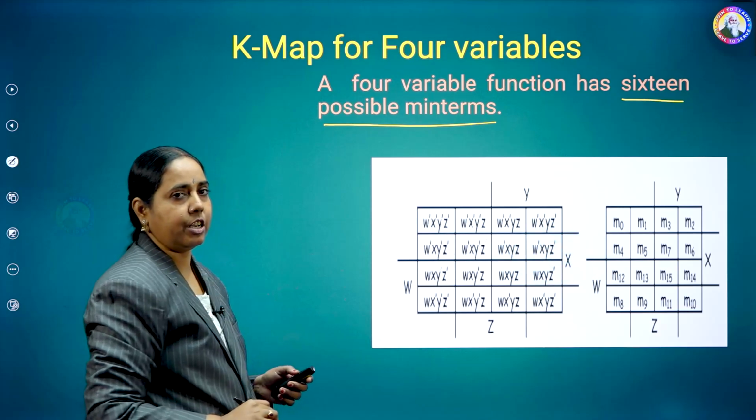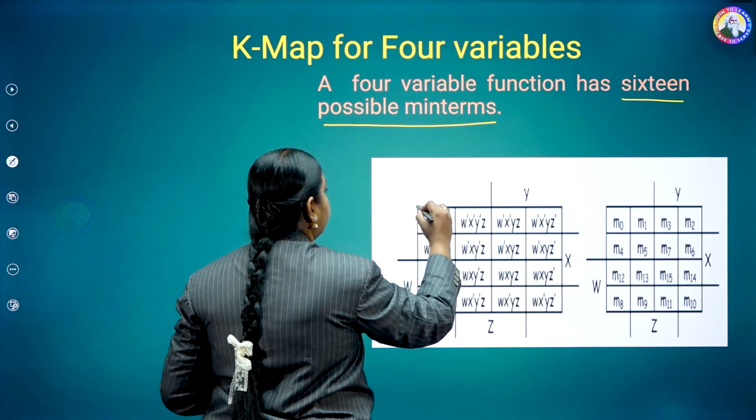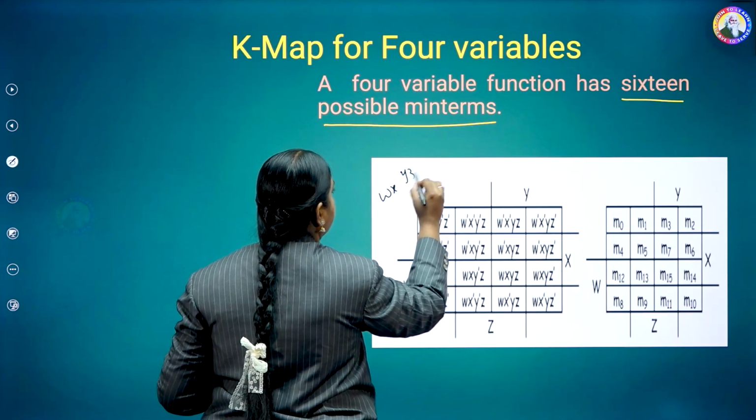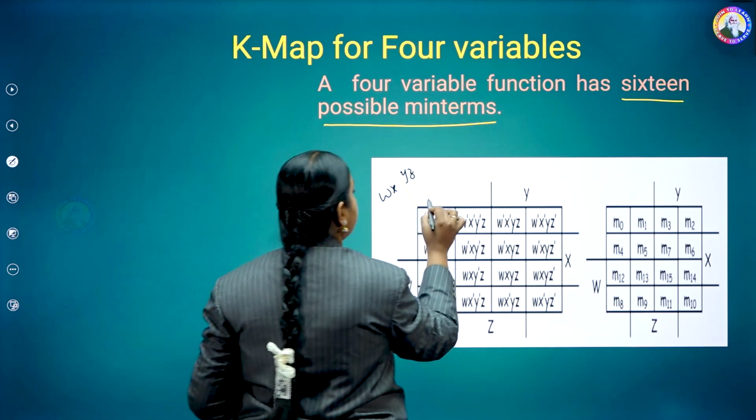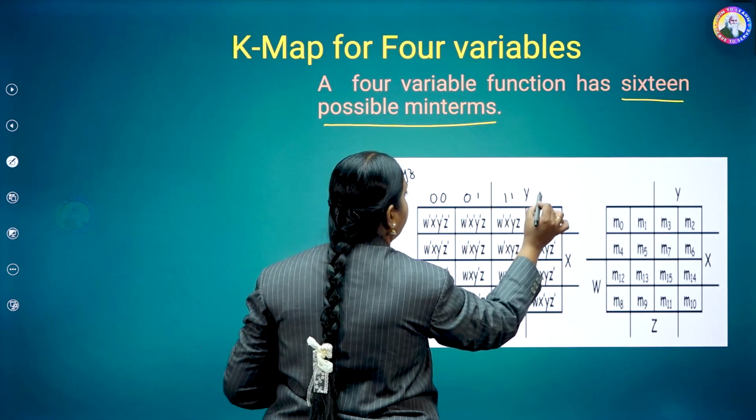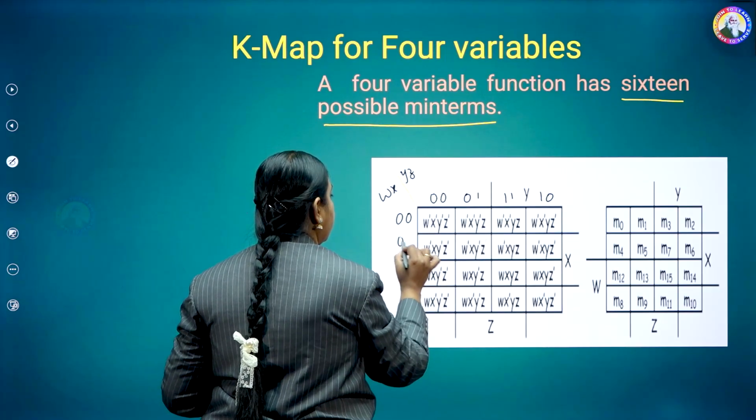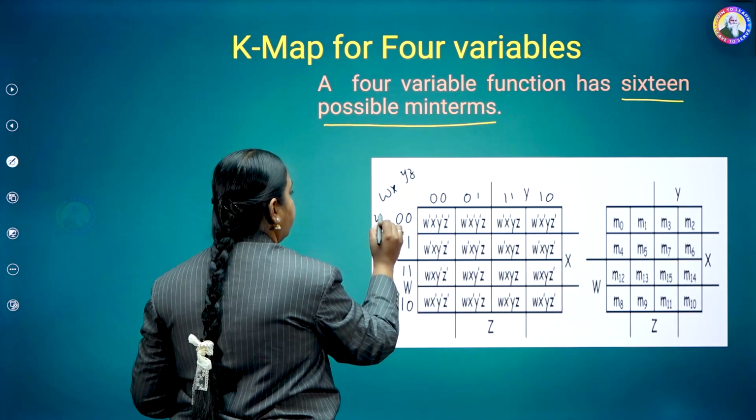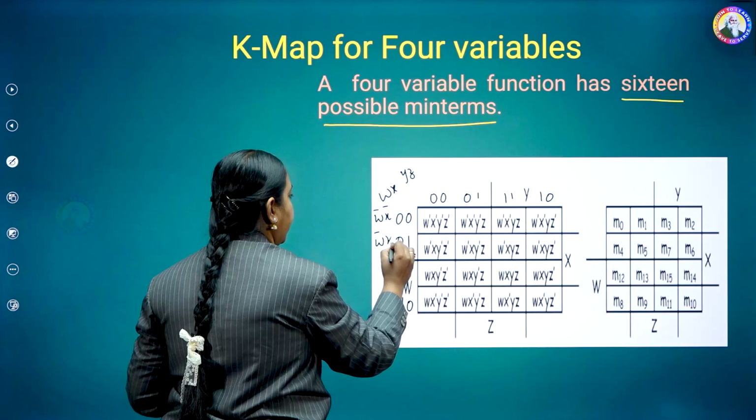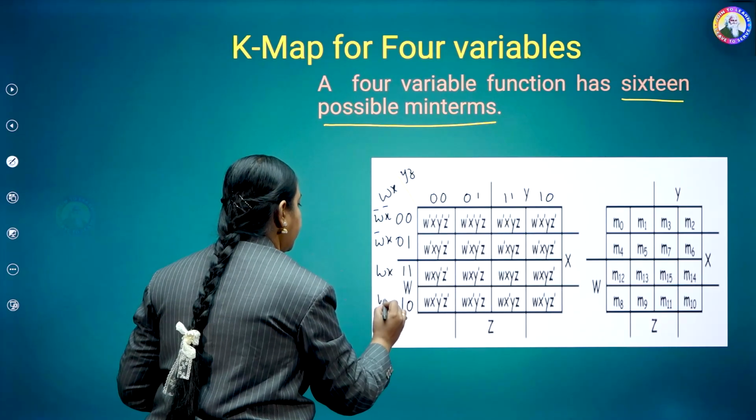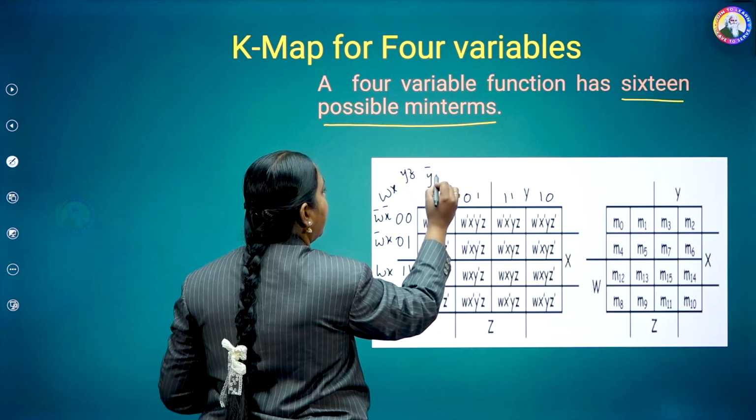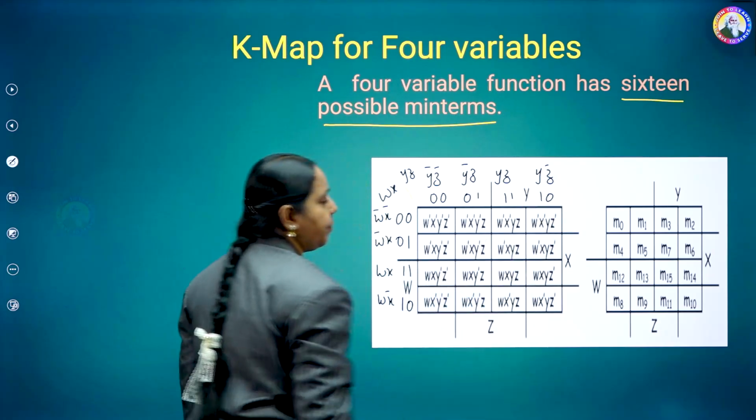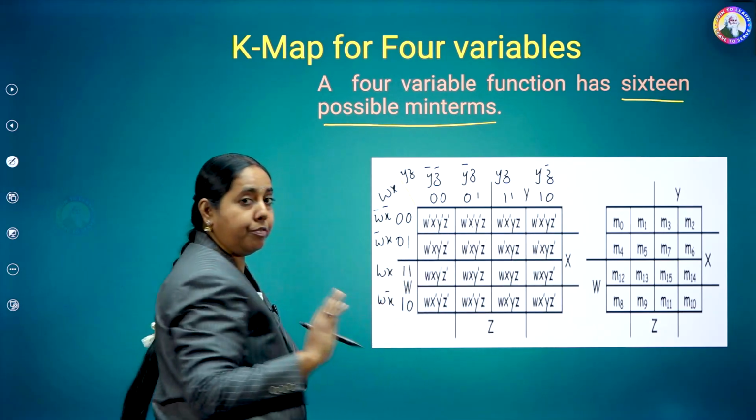Coming to the representation, in the same way, here you will have W, X, Y, Z. So here it is 0, 0, 0, 1, 1, 1, 1, 0. Here also 0, 0, 0, 1, 1, 1, 1, 0. So here you will have W bar X bar, W bar X, WX, WX bar. Here also Y bar Z bar, Y bar Z, YZ, YZ bar. Each cell comprises 4 variables.